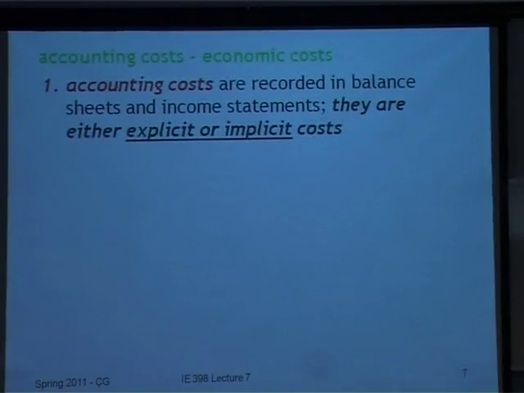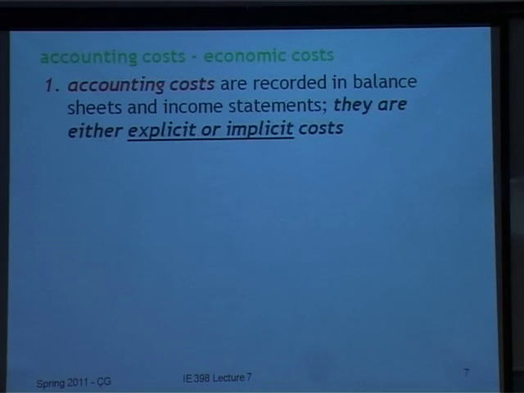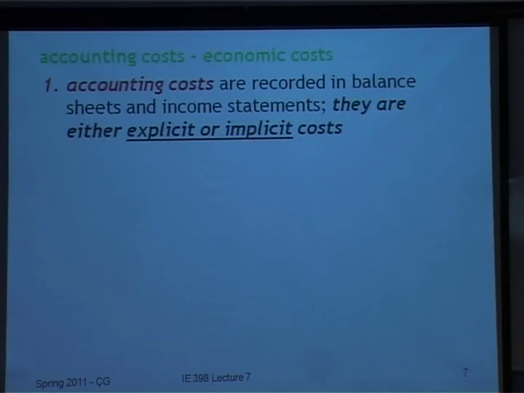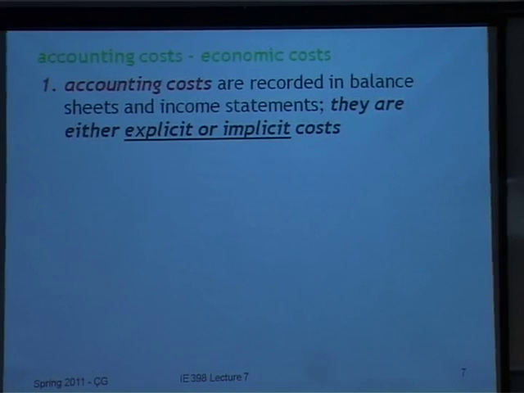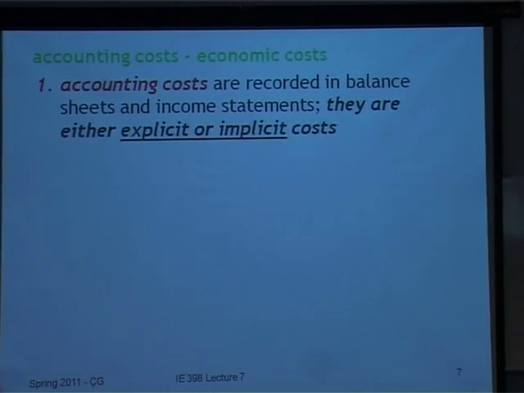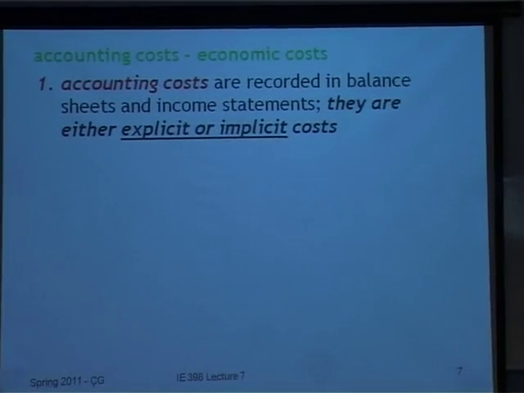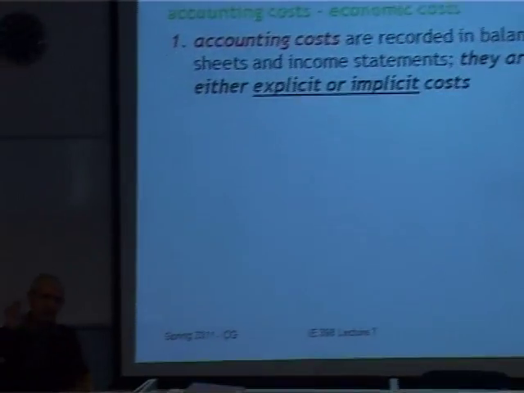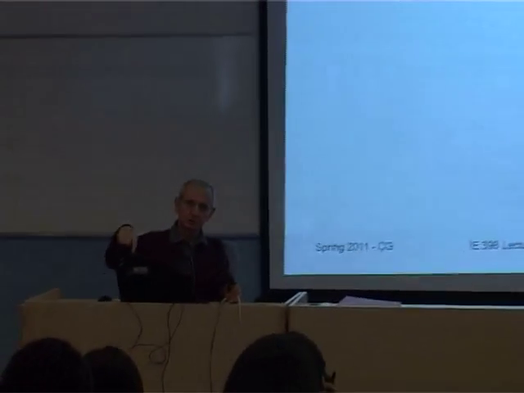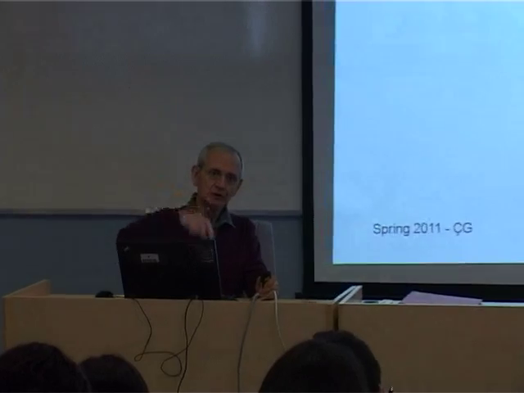Now, accounting costs are recorded in balance sheets and income statements. They are either explicit or implicit costs. These are the costs that are recorded in books. What's the significance of their being recorded in books? The significance is that the value recorded in the book occurs when the cost occurs. So it's a historical cost. These costs can also be called historical costs.